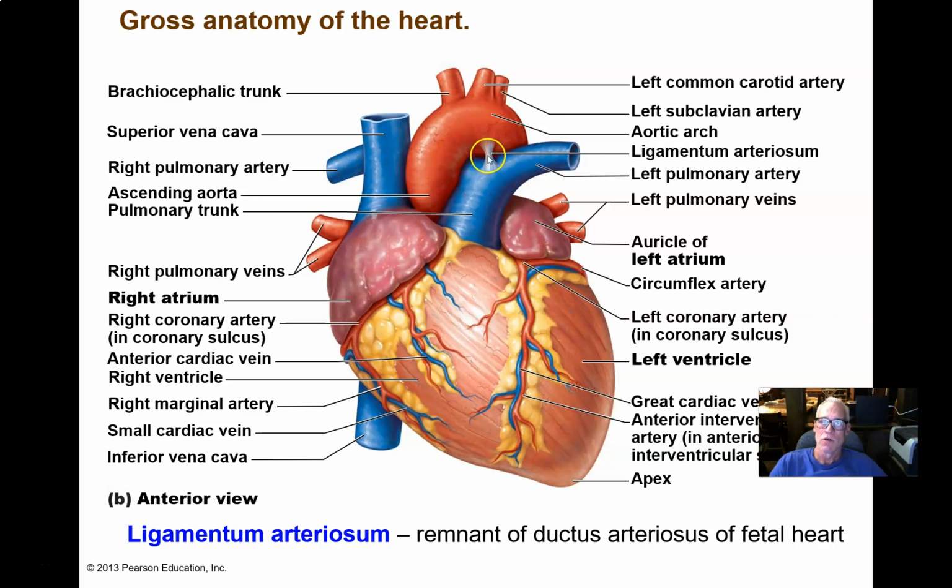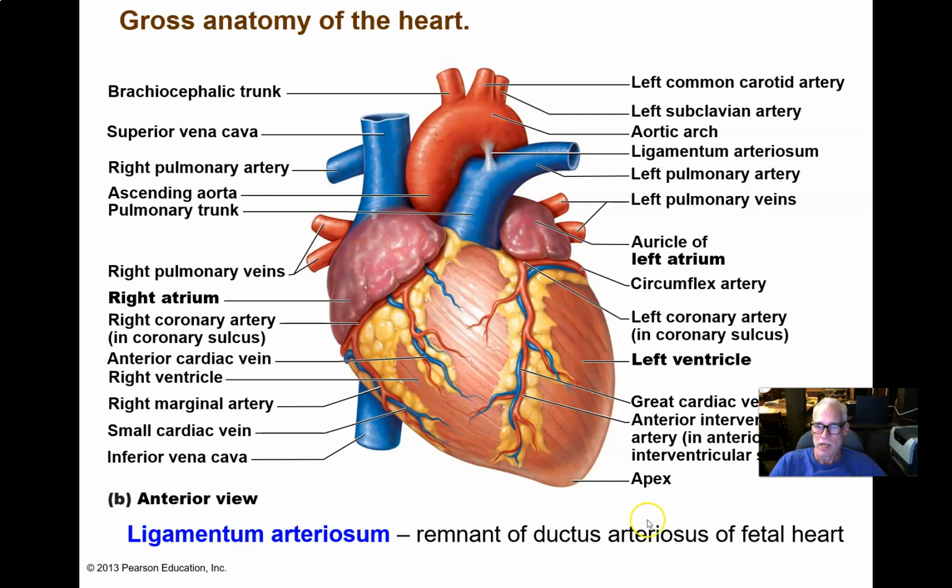I will mention also there's a little scar here between the pulmonary trunk and the aorta. It's called the ligamentum arteriosum. You can see the word ligament right in there, some connective tissue. In the fetal circulation, there used to be a trap door here, so the blood from the pulmonary trunk could sneak right over into the aorta and enter the systemic circulation.